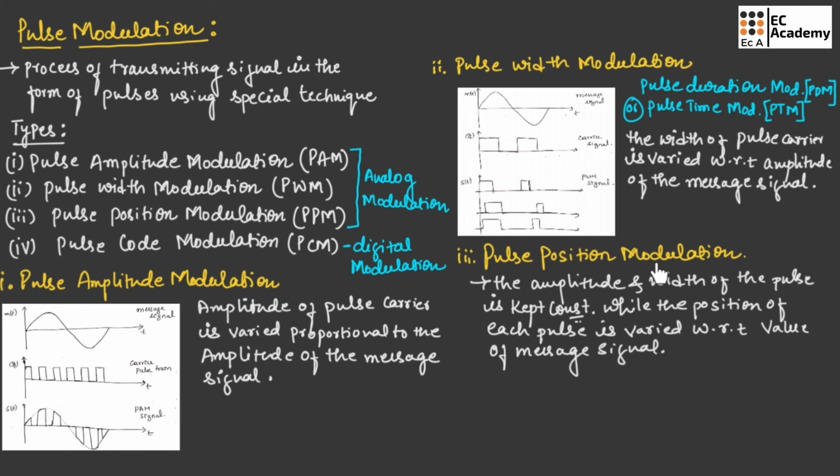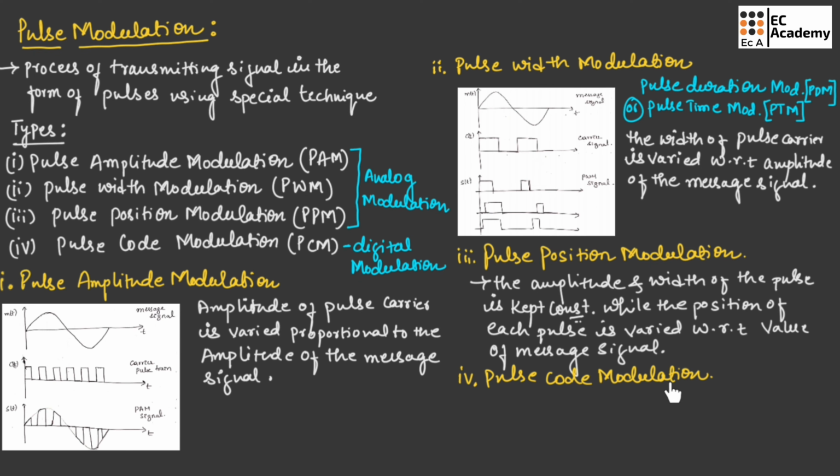So here the amplitude and width of the carrier pulse will be kept constant, but the position of each pulse is varied with respect to the message signal. Now let us understand pulse code modulation.